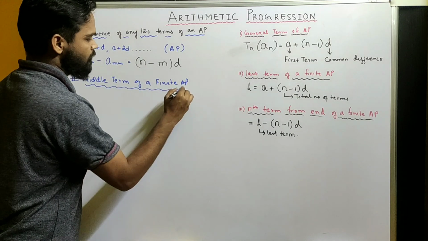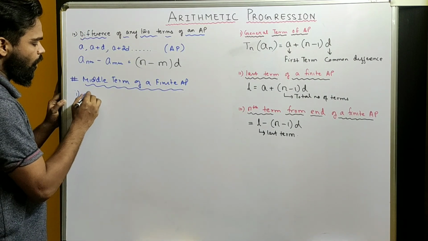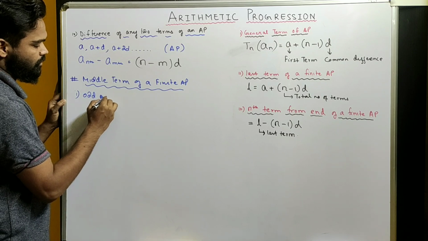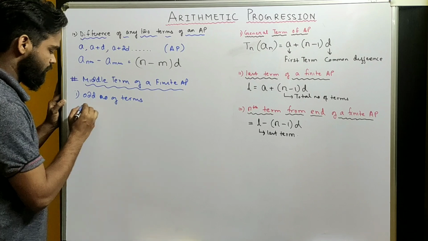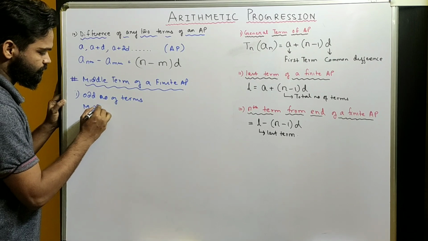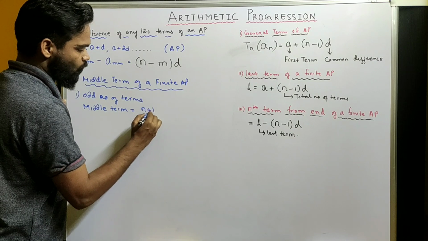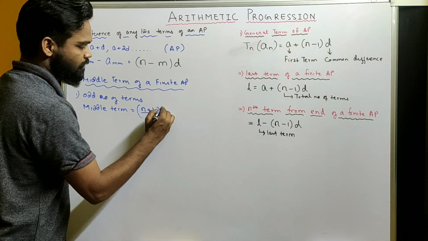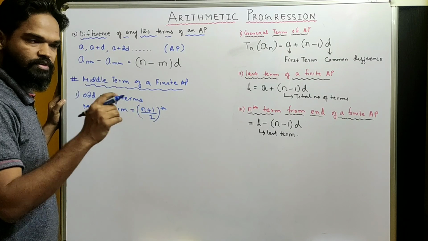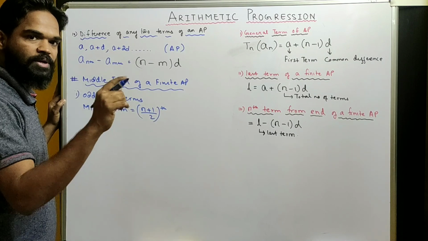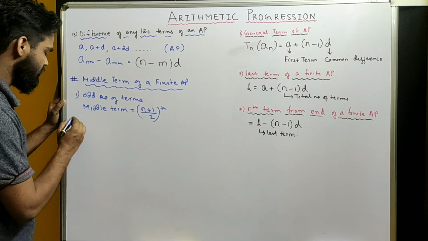Now let us see how to find the middle term of a finite AP. Very easy. There are two cases. If there are an odd number of terms, then the middle term will be the (n plus 1) by 2th term. Suppose there are 15 terms in a sequence which are in AP, then (15 plus 1) by 2, that's the 8th term, will be the middle term.